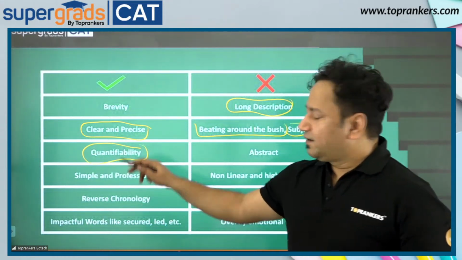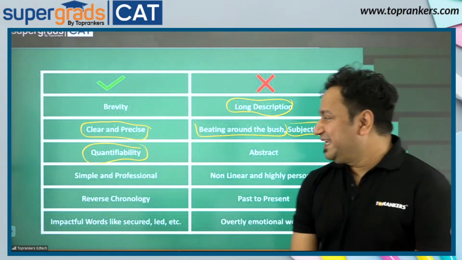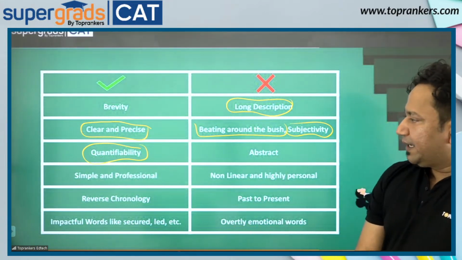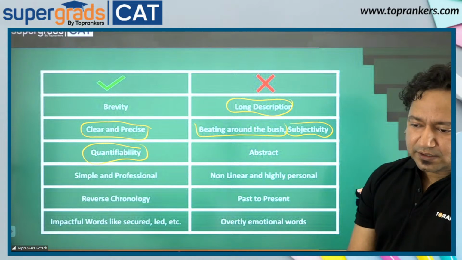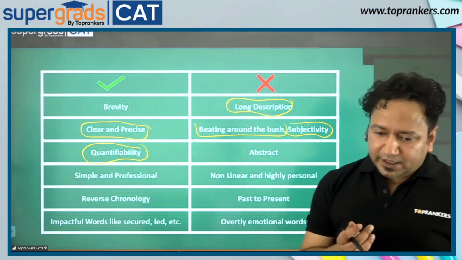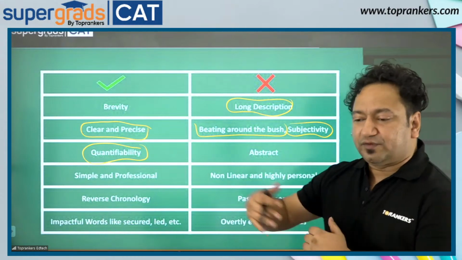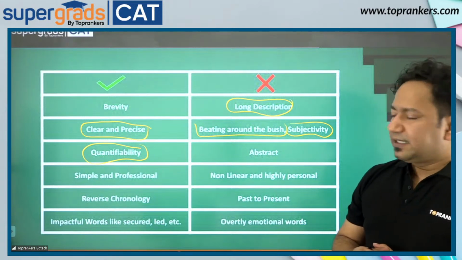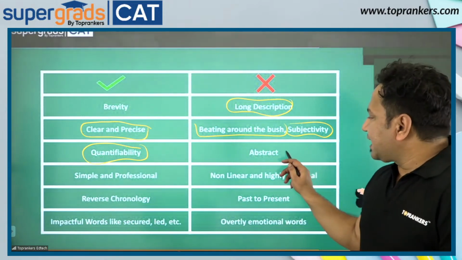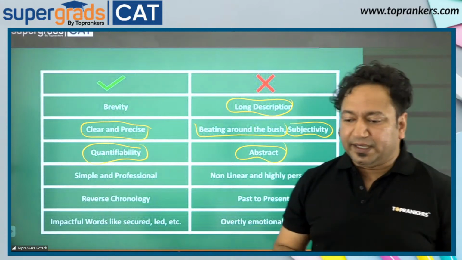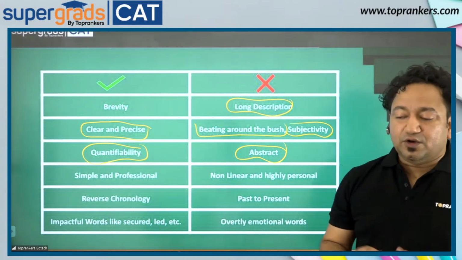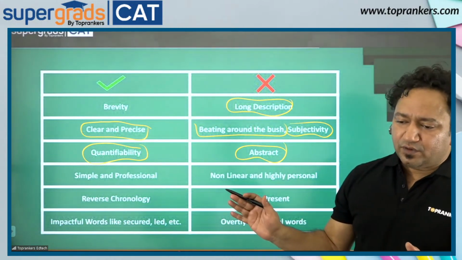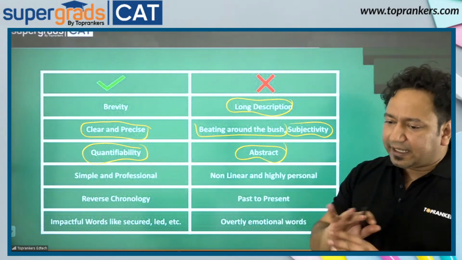Quantifiability. Quantify. All of you have studied quantitative aptitude already. Quantifiability, things which can be quantified, verified. Here, composing of numbers, stats, data in terms of dates, in terms of marks scored, in terms of duration of your work experience, in terms of places visited. This is quantifiability. Abstract ideas should be avoided because you're not going to write a novel over there. An SOP may be descriptive, but it is not a story or a novel.